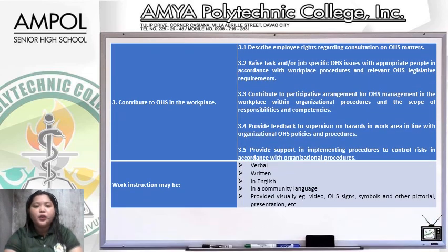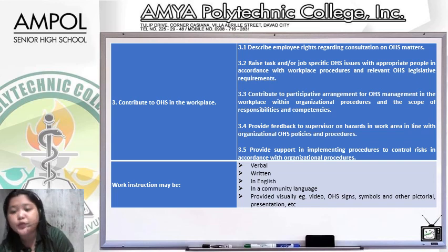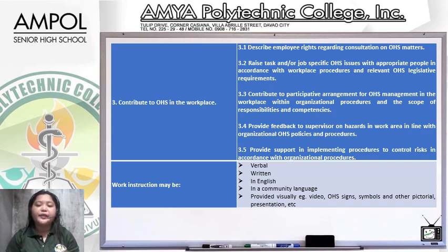Next table: contribute to OHS in the workplace. You have to describe the employee rights regarding consultation on OHS matters. You have to raise task and or job specific OHS issues with appropriate people in accordance with workplace procedures and relevant OHS legislative requirements. Third, you have to contribute to participative arrangements for OHS management in the workplace within organizational procedures and the scope of responsibilities and competencies. Fourth, you have to provide feedback to supervisors on hazards in the work area in line with organizational OHS policies and procedures.